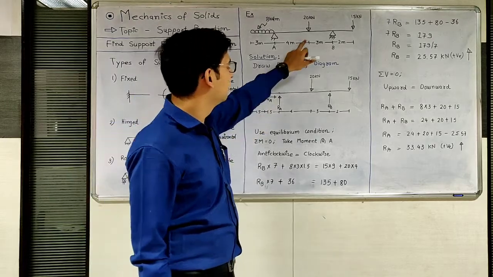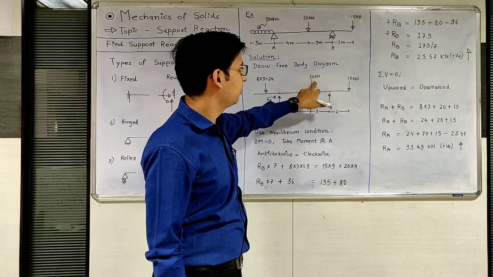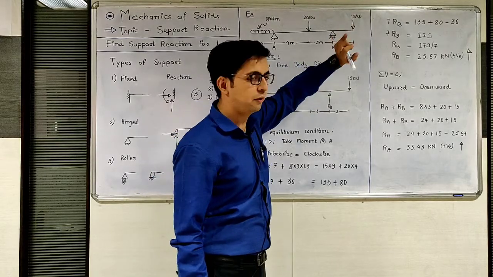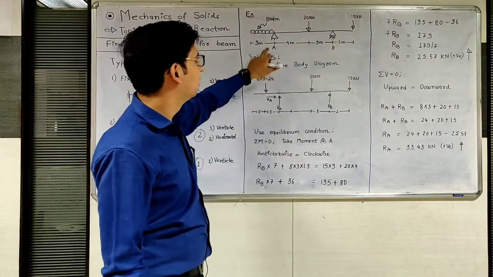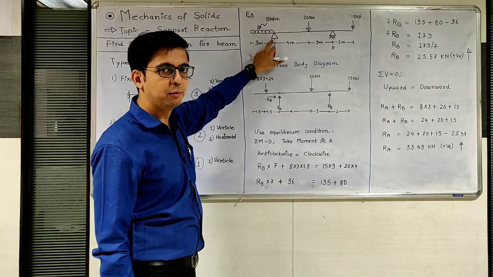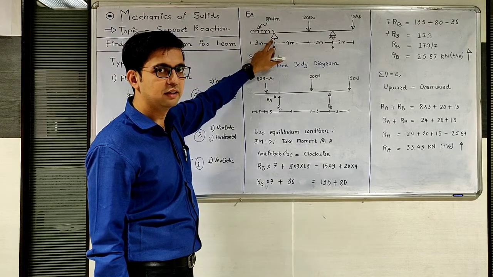Now, second is a directly given point load, and third one is also a point load. Now indicate the support reactions. The left hand support is a hinge support.